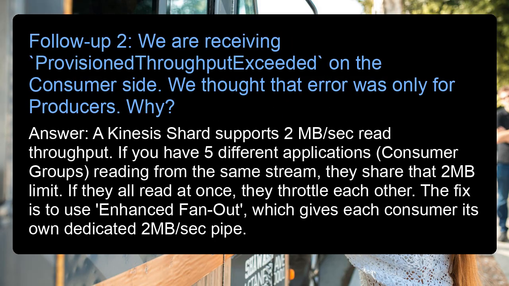Follow-up 2. We are receiving provision throughput exceeded on the consumer side. We thought that error was only for producers. Why? Answer: a Kinesis shard supports 2 megabytes per sec read throughput. If you have 5 different applications, consumer groups, reading from the same stream, they share that 2 megabytes limit. If they all read at once, they throttle each other. The fix is to use enhanced fanout, which gives each consumer its own dedicated 2 megabytes per sec pipe.